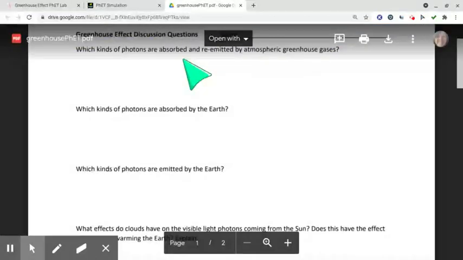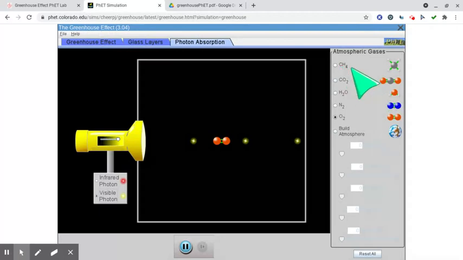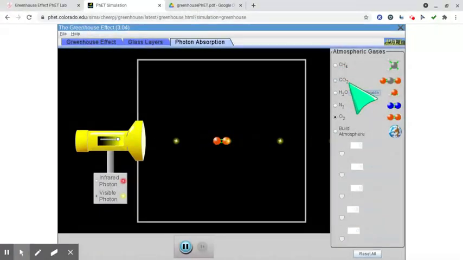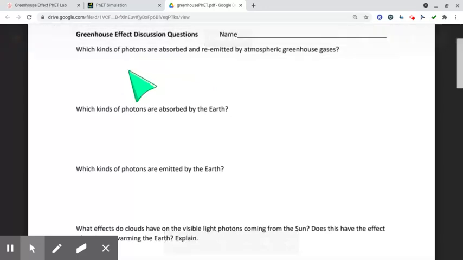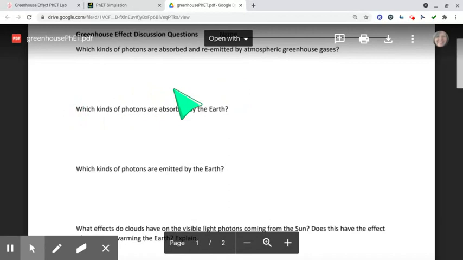So when we go back to those questions, for this first one, which kinds of photons are absorbed and re-emitted by atmospheric greenhouse gases? We go back to that simulation. CH4, CO2, they both bounced back. Even water bounced back some of the infrared. So that would be the re-emitting of the infrared. So those three molecules are what you want to put for the first question here. The kind of photons was infrared. Visible light did not affect the gases at all.